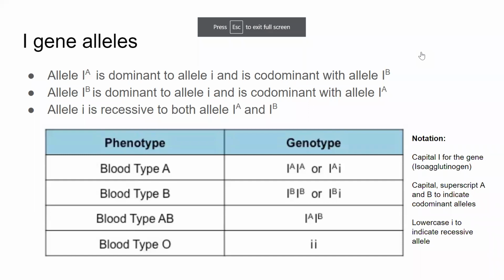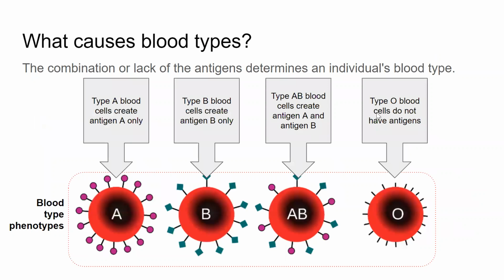Okay, so we left off here, right? You guys wrote this in. We talked about antigens and all of that kind of stuff, right? So we know what makes blood different from each blood type. And we know that that's because of the gene, the isoagglutinogen gene.